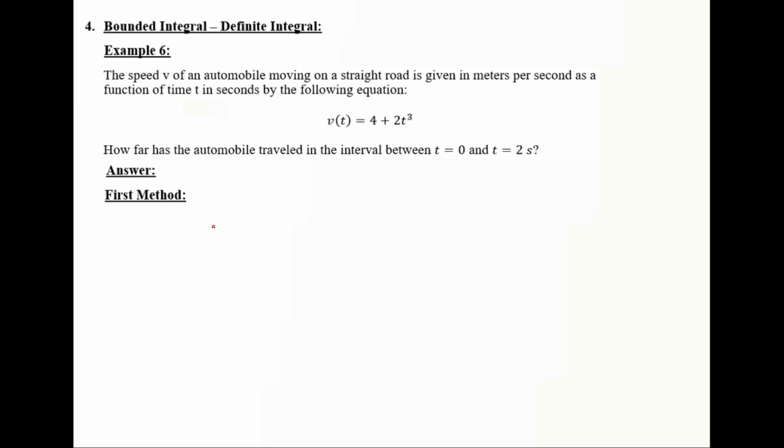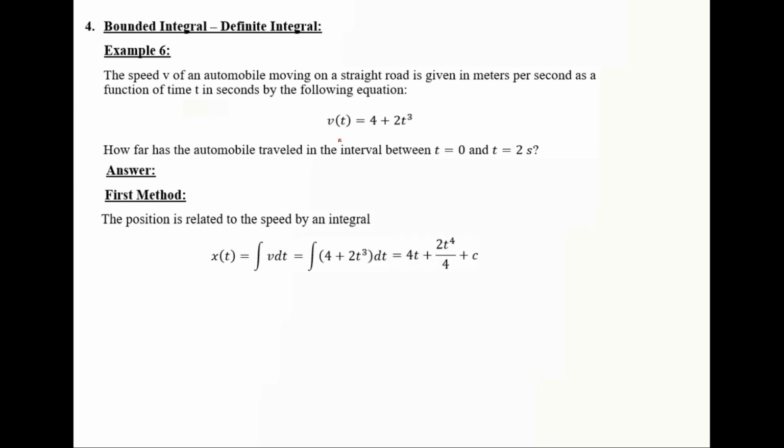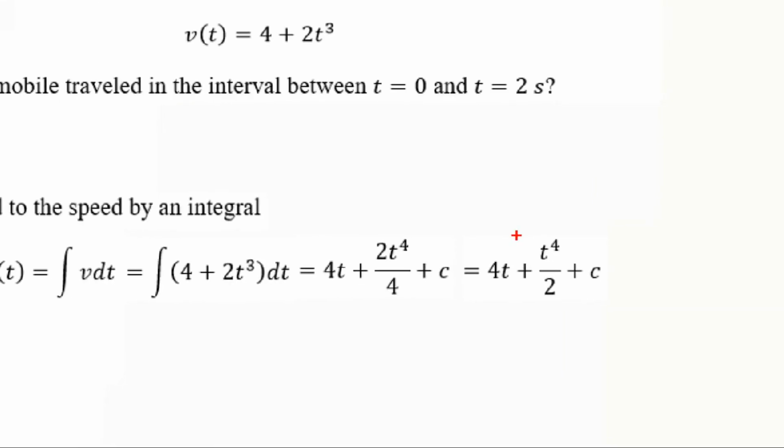And there are two ways to proceed with this example. Let me now introduce the first method. The position is related to the speed by an integral. Then x would be the integral of v dt, which is the integral of that function, and the result would be the integral plus the constant of integration. Now, okay, here we have simplified by 2.